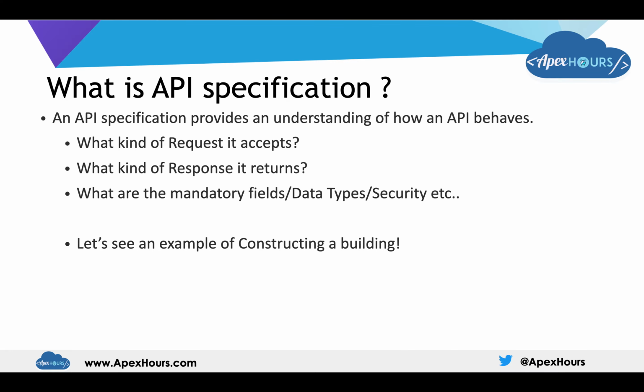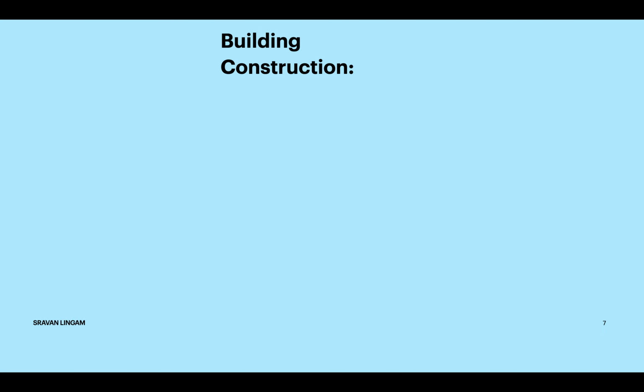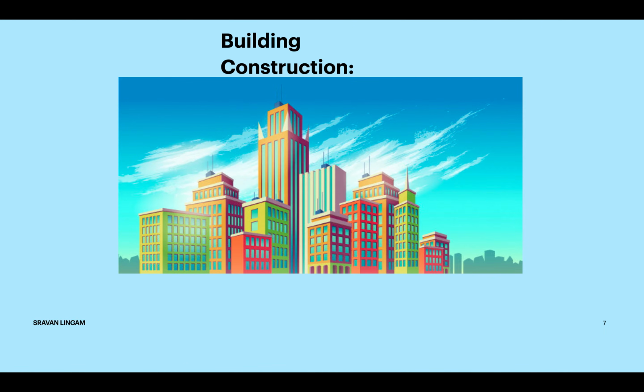All right, and let's see a small example of constructing a building. You must understand by now that an API specification is like buying a product. Without looking at the specification, we won't go ahead and buy the product. Likewise, when you are creating an API, you won't directly consume or utilize that API without looking at the specifications. So you all know that whenever we are constructing a new home or new building, for example, you want to have a building something like this that you are seeing on the screen.